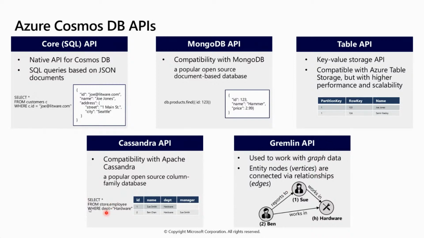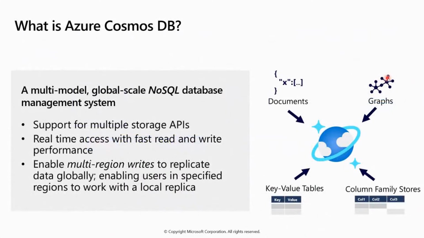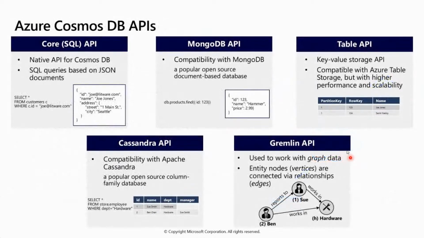And next is Gremlin, which is used to query the data in a graph structure. If you observe in my previous slide, I have data that is present in a graphical structure as well. To query this particular graphical structure, I will use the Gremlin API.